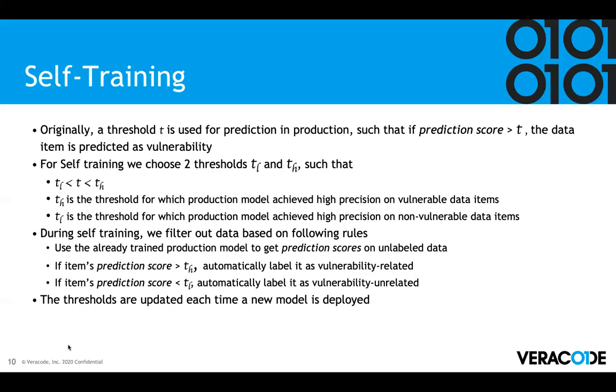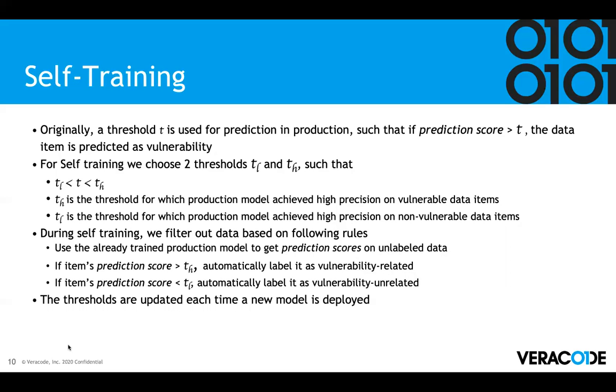In our new approach for self-training, we have added two more thresholds, and the constraint is one is called the high threshold and one is called the low threshold. The high threshold should be greater than the production threshold that we're using, and the low threshold should be lower than the production threshold we're using. How do we use it?